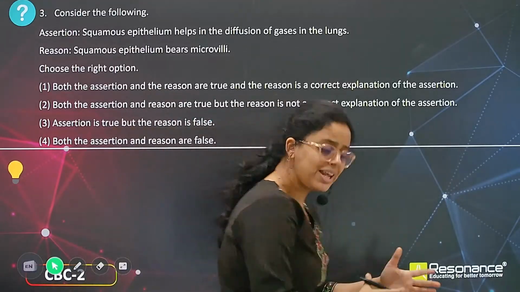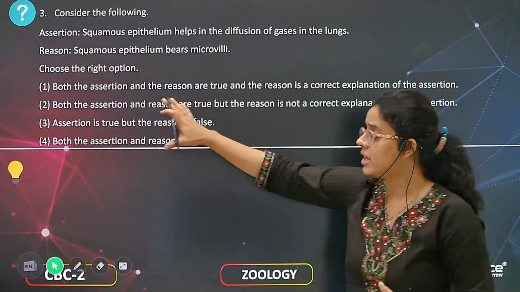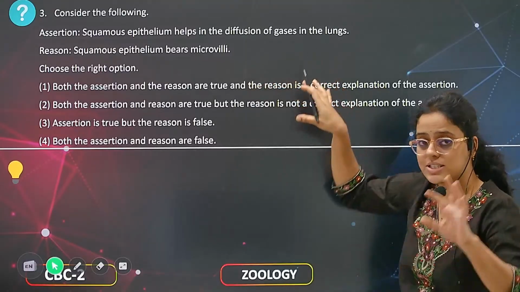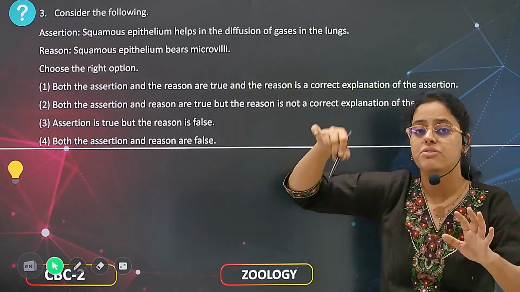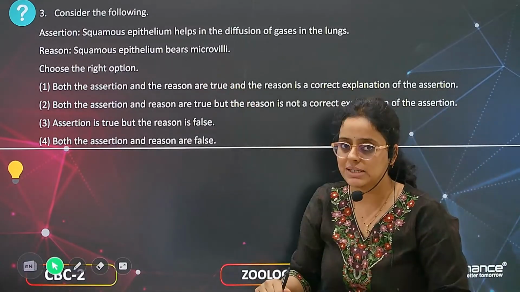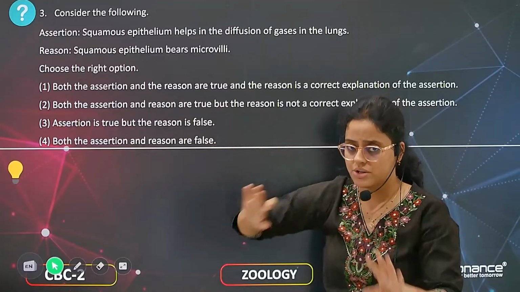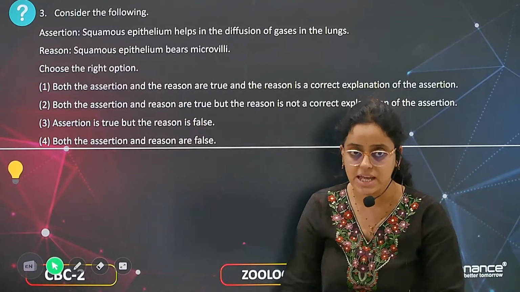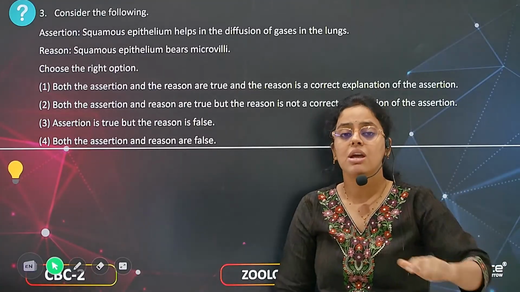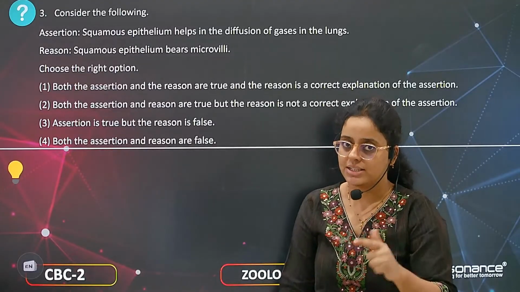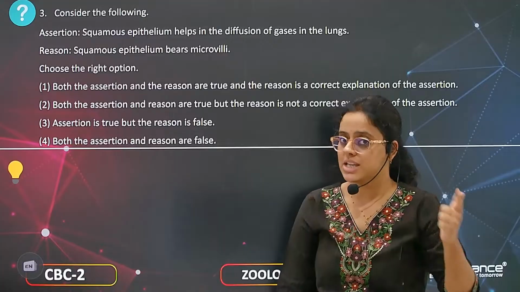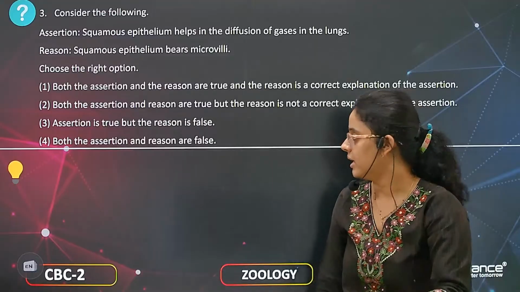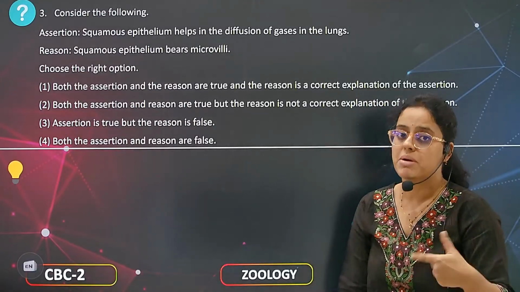The assertion reason questions are very important for the NEET exam. So here we are discussing about assertion. Assertion, which means a statement. Squamous epithelium helps in diffusion of gases in the lungs, yes, because the alveoli are made up of a single layer of cells, which is squamous epithelium. But the reason for this statement is not true, it is a totally wrong statement, because squamous epithelium doesn't have microvilli. Columnar epithelium or cuboidal epithelium have microvilli. They are called brush border, right? Yesterday we discussed brush border columnar epithelium and brush border cuboidal epithelium. So here the assertion is true but the reason is false.